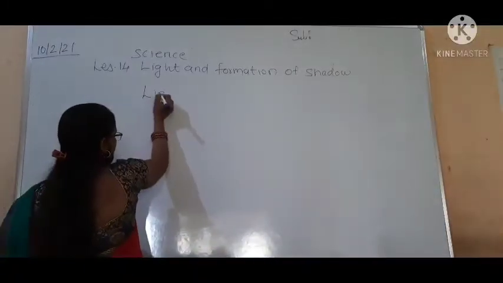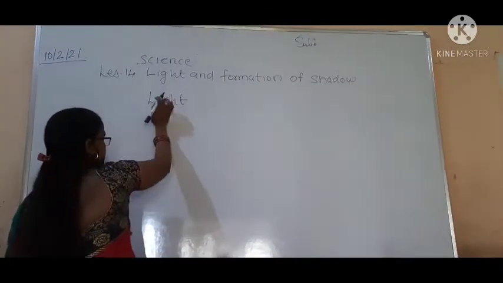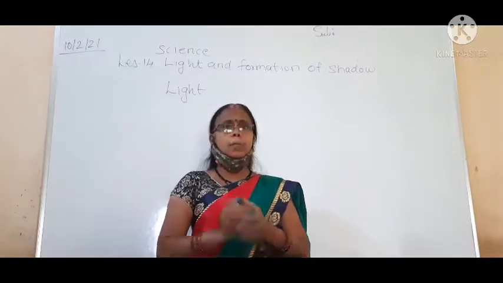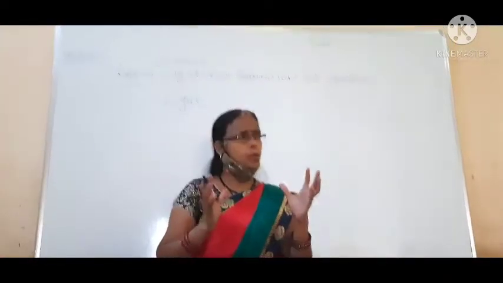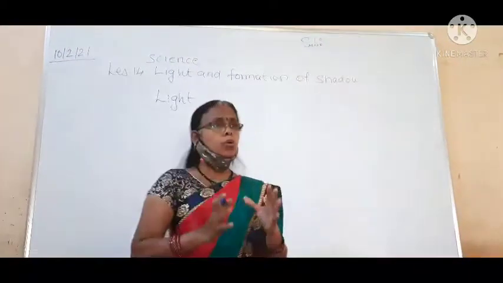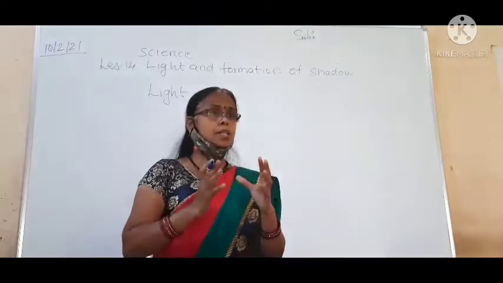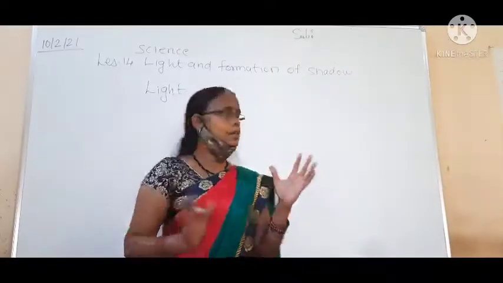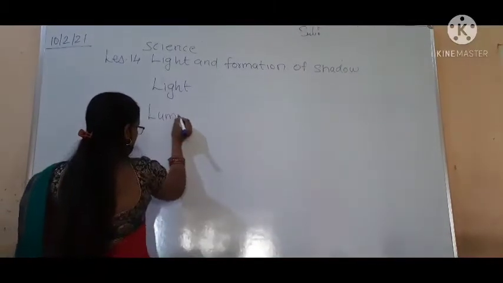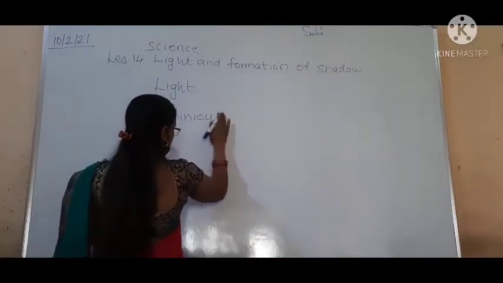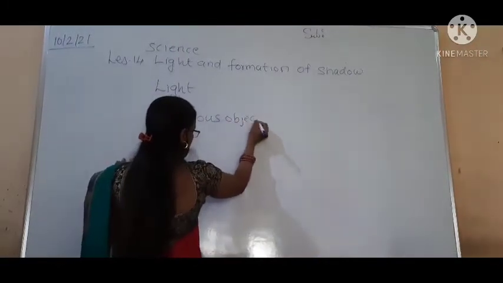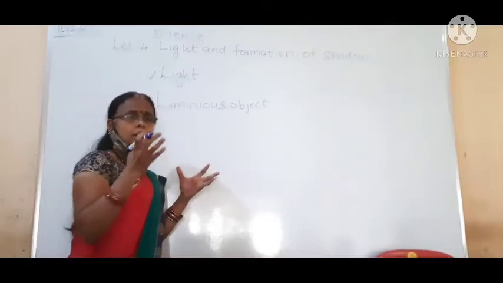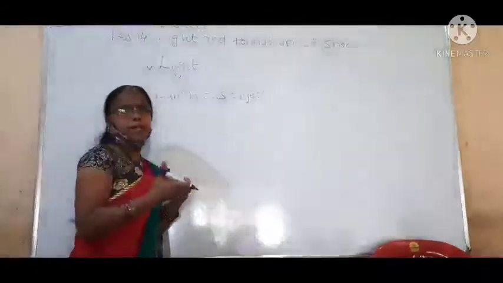Okay, so what is light? Light in a sense is prakash, your roshni. That is light. Any object that is luminous, or which gives light, is said to be a luminous object. Any object that glows is a source of light. The glow which is coming out from the object is light.